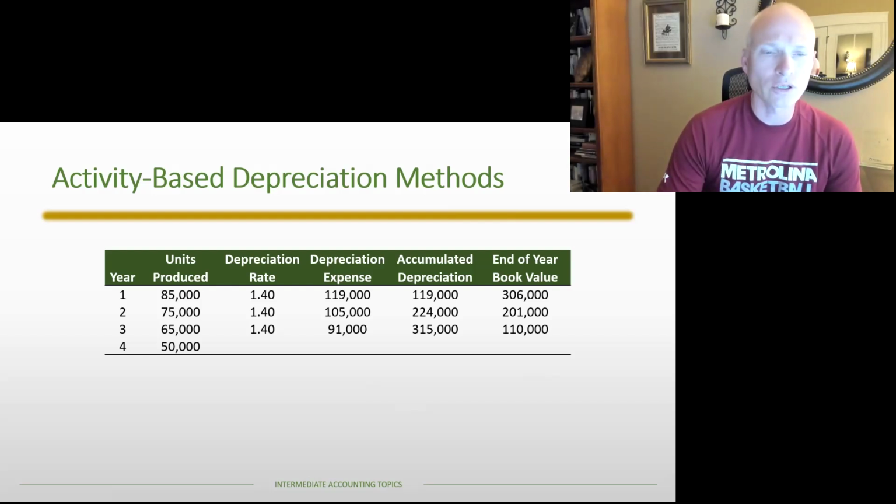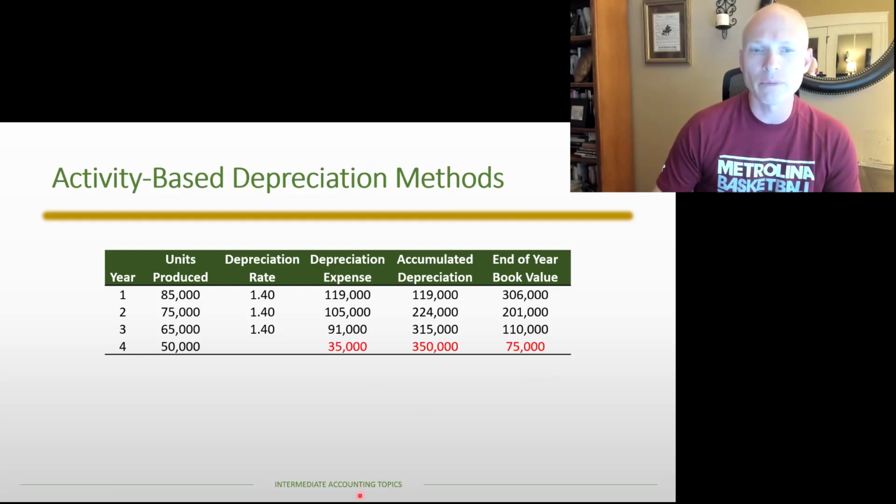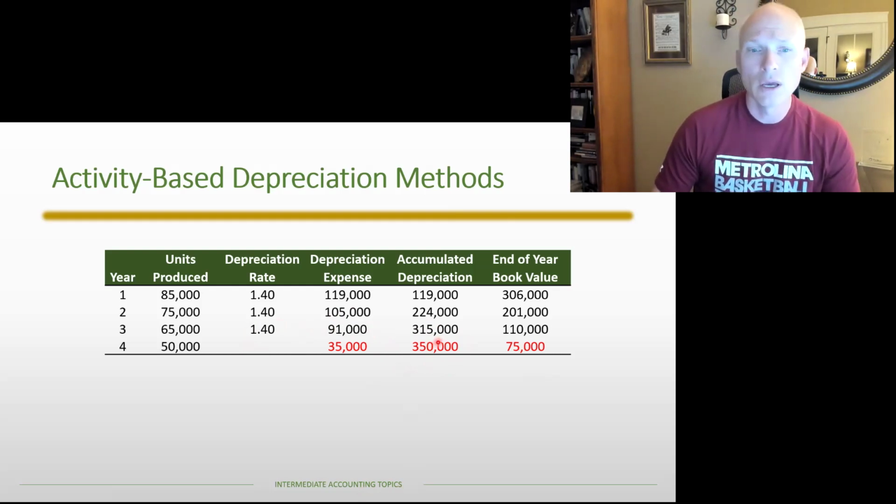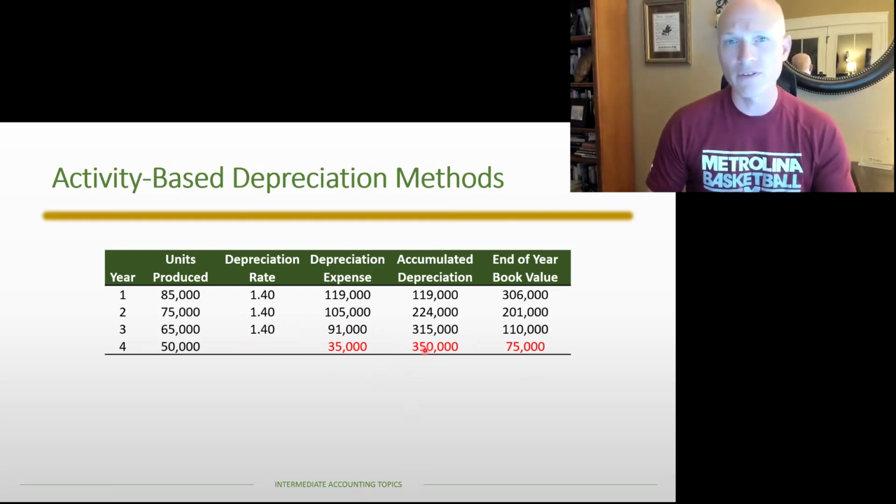And then in year 4, it's a little bit different because if we use the rate, we would have gone over. Essentially, once you hit $350,000 in accumulated depreciation, which is the depreciable base, you stop depreciating, which means there's only $35,000 left to depreciate in the 4th year. So once we hit the 350, we stop.